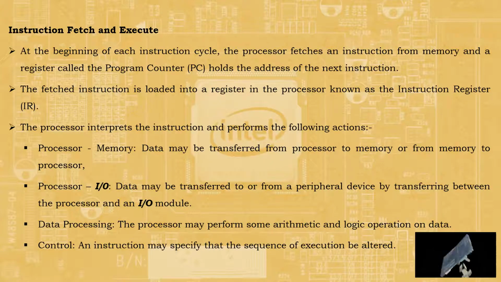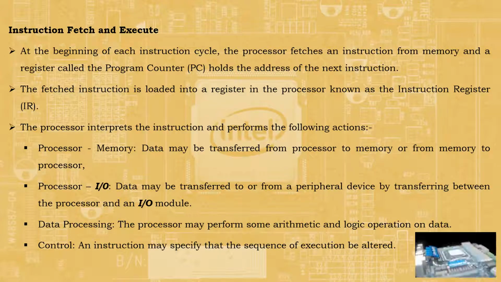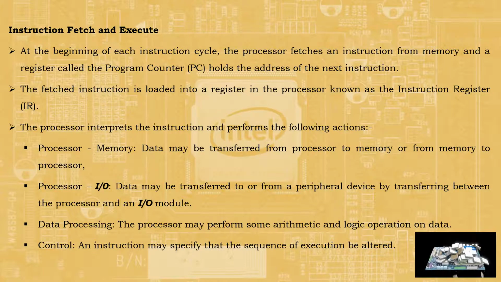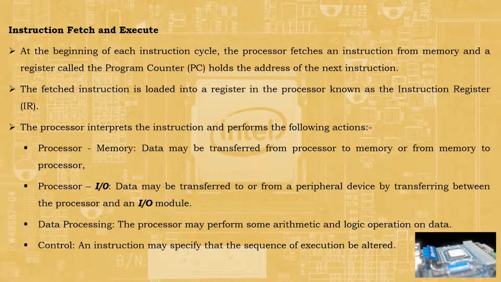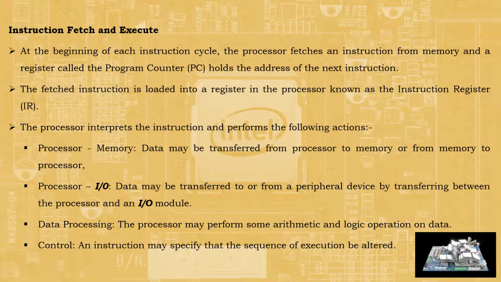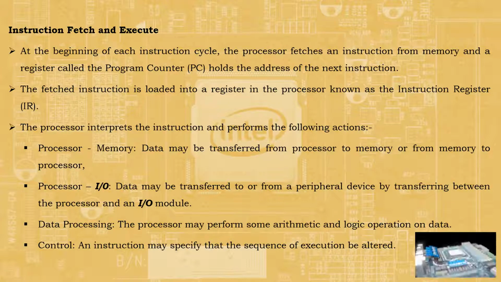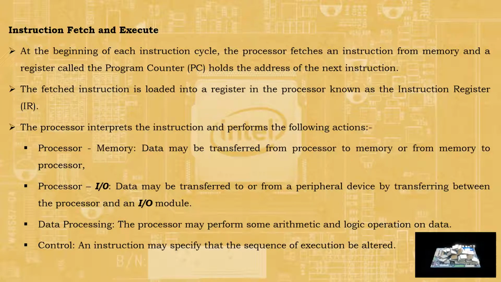Processor to memory: the data may be transferred from processor to memory or from memory to processor. Processor to input-output: the data can be transferred to or from peripheral devices by transferring between the processor and an input-output module. Data processing: the processor may perform some arithmetic and logic operations on data. Control: an instruction may specify that the sequence of execution be altered.